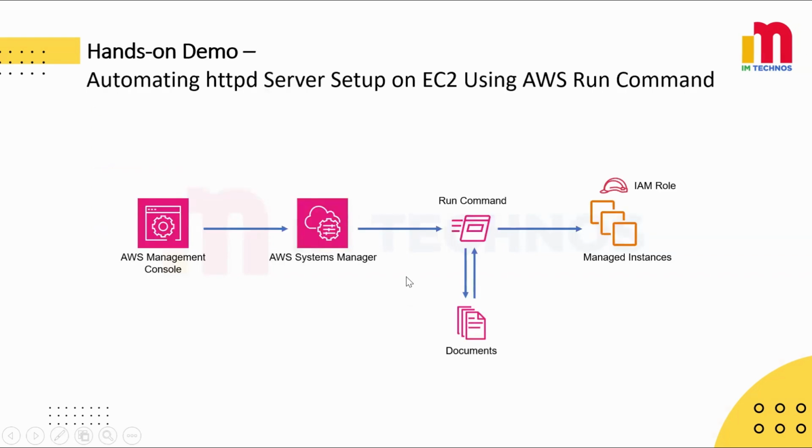Now that we understand the benefits of AWS Systems Manager Run command, let's jump into the hands-on demo. We will be using the AWS Management Console to explore the capabilities of Run command to install HTTPD server on EC2 instances using the AWS Systems Manager documents. Remember, the EC2 instances need to be managed, meaning they should have the SSM agent running and necessary IAM permissions.